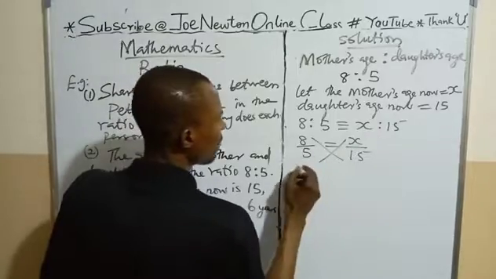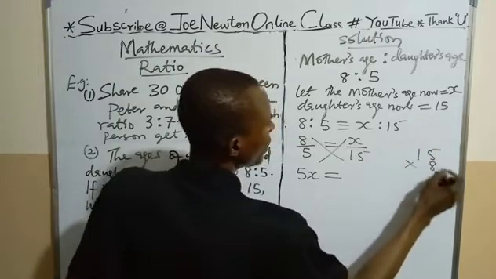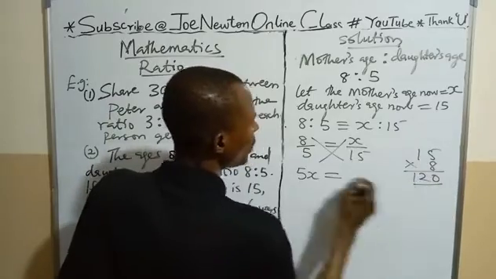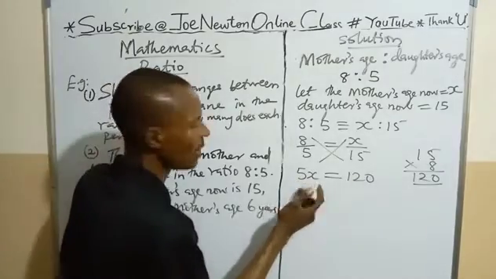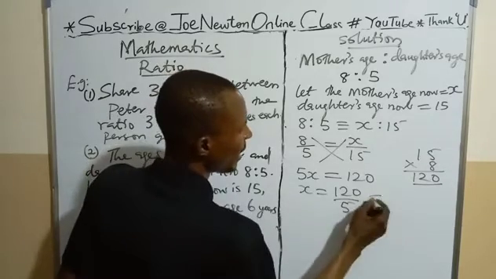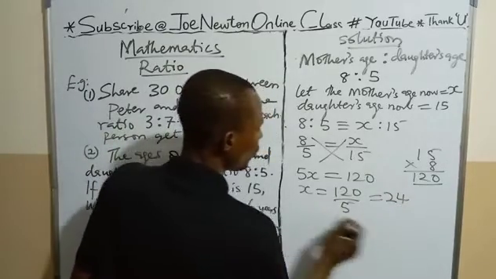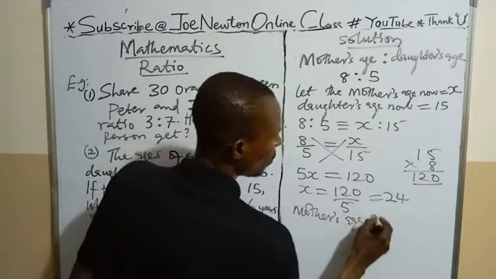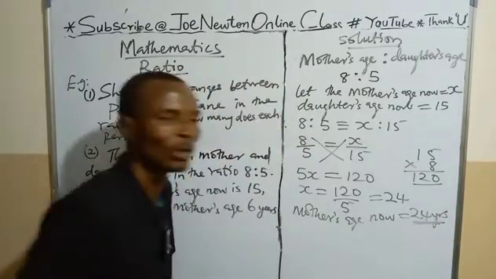So we have 5 times x, 5x equals 8 times 15. 8 times 5, 40, write 0, carry 4. 8 times 1, 8, plus 4, 12. We have 120. Now to get the value of x, we divide both sides by the coefficient of x, which is 5. Therefore, x equals 120 over 5. 120 divided by 5 is 24. So the mother's age now is 24 years.